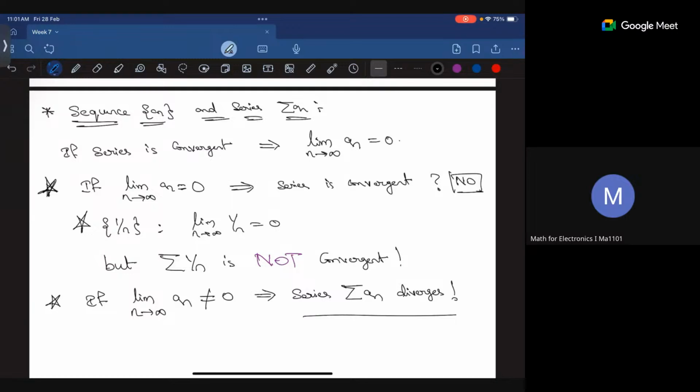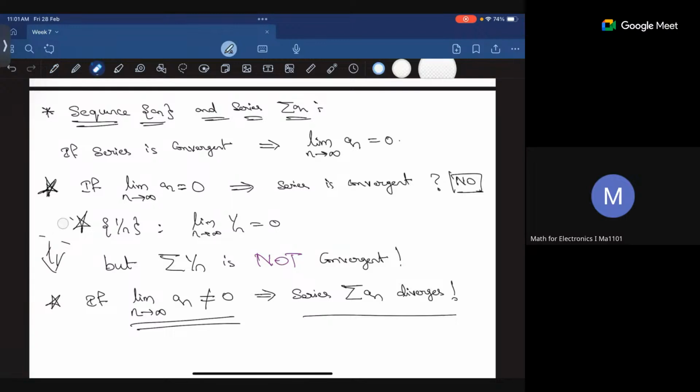So there is no series which can converge even though your sequence limit is non-zero. If your sequence limit is not 0, then definitely the series generated from that sequence will diverge. There is no point of convergence at all. That is what this means. This doesn't imply this, so these two are different. This will not imply that.